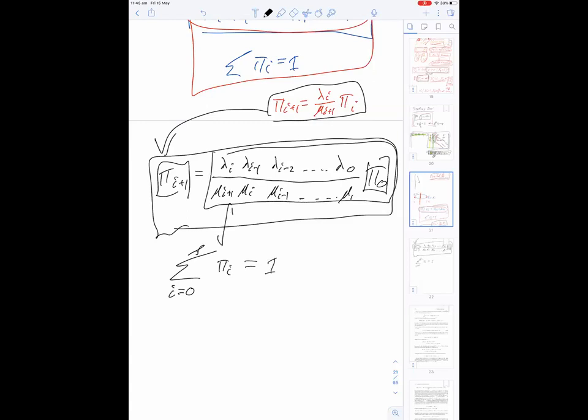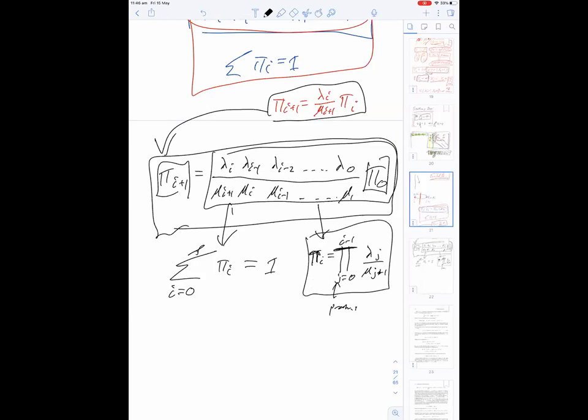So you stick this into the sum, and pi zero is a constant. Let me write this in a slightly nicer way: pi I equals the product, and this capital product is completely not the pi, it's a product, of j going from 0 to I minus 1 of lambda j divided by mu j plus 1, times pi 0. Let's see if that's correct. The first entry of the product is mu 1, the last entry is I minus 1. I think that's correct.